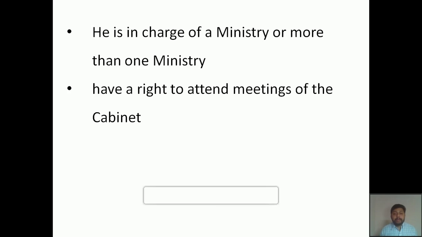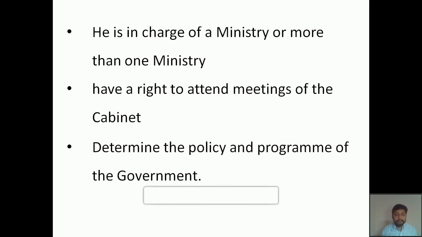He has a right to attend meetings of the cabinet. So since the cabinet minister is a member of the cabinet, he has the right to attend the meetings of the cabinet. He determines the policy and program of the government. He, along with the other cabinet ministers, discusses. Suppose it is about a particular ministry, he can take the decision.